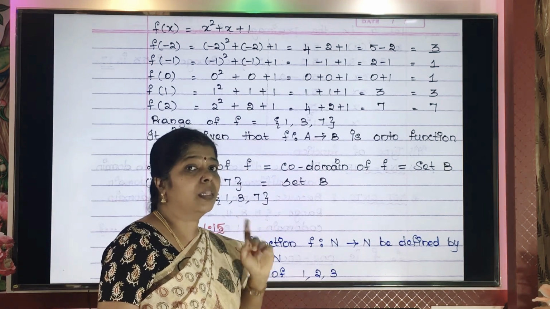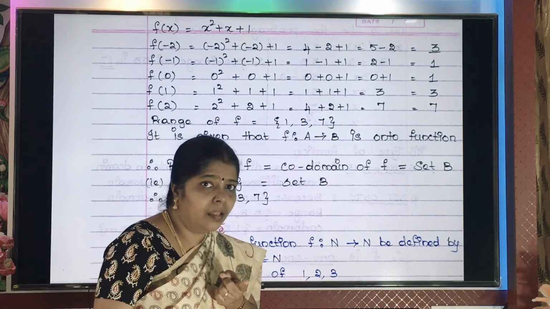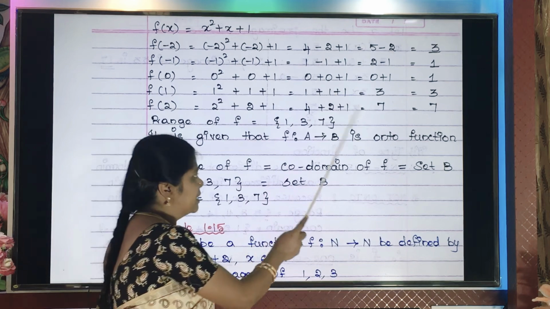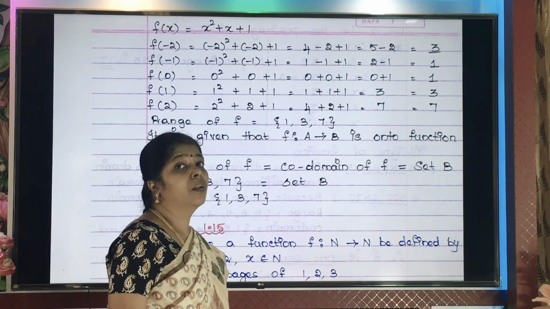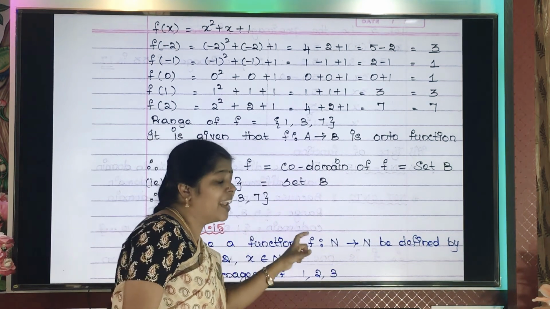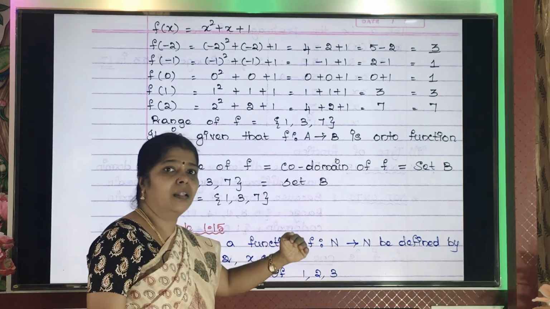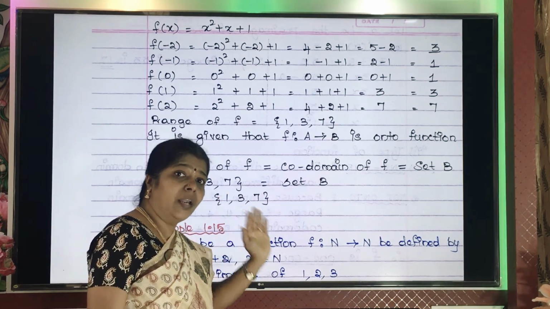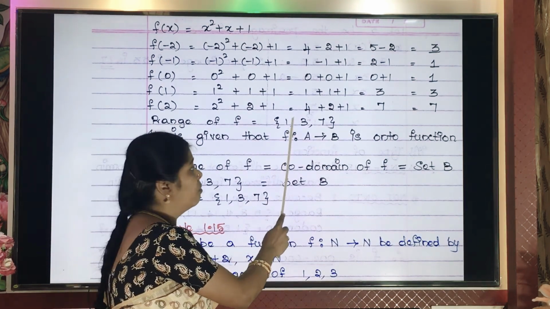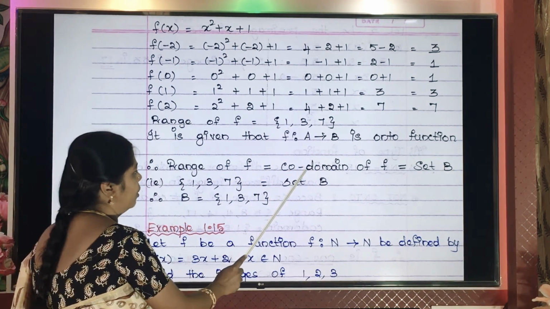And here, we need to use the clue. What is the clue? They said f is an onto function. Did they? Do you remember? Yes. So if f is an onto function, what have we studied already? We know that the range will be equal to codomain. Yes or no? What range have we got now? 1, 3, 7. So range will be equal to codomain.